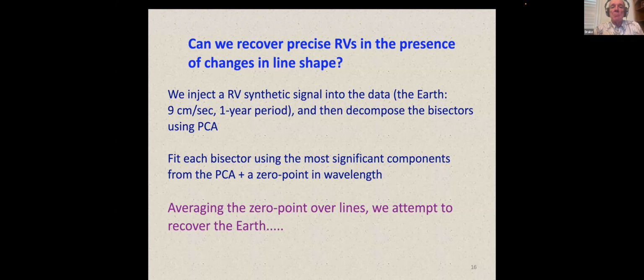Included in the principal component analysis is a 0 point in wavelength. After we do that PCA fit to each individual bisector, we save all those 0 points and average them over lines and over phase. And that 0 point contains the injected radial velocity signal. Can we recover it, or have these changes in line shape obscured it or contaminated it in some way? So we attempt to recover the Earth.